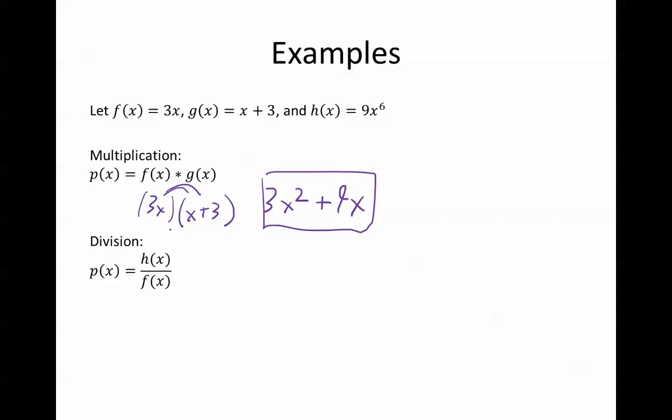Finally, we have h of x divided by f of x. Here's h of x over here, 9x to the 6th. So this is 9x to the 6th divided by 3x, which, using all of the rules we know about division and exponents, we get 3x to the 5th.